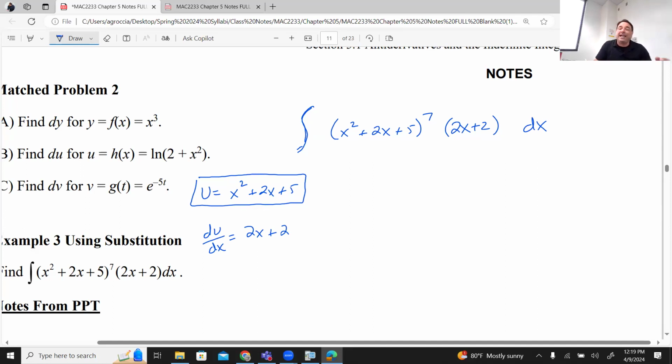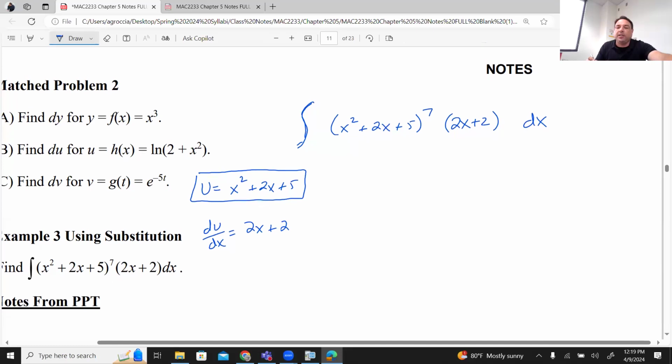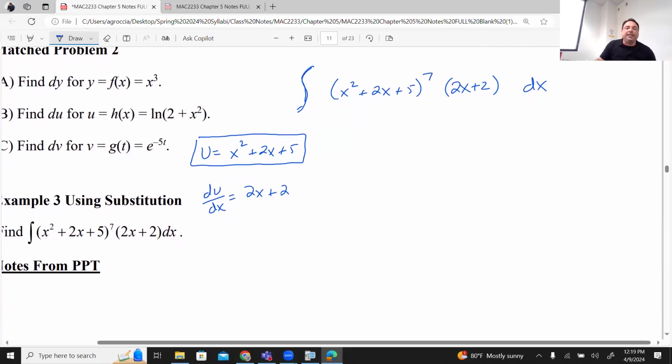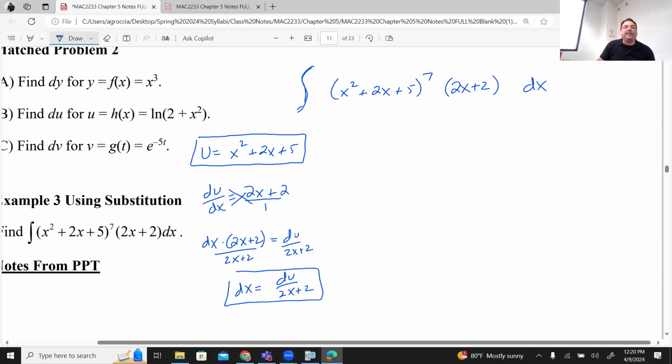Okay? Then, this is the last time I'm going to do the algebra. We'll do the shortcut from this point on. The algebra is, this is over 1. We want to solve for dx, so we cross multiply. dx times 2x plus 2 equals du times 1, which is du. We want to get dx by itself, so we divide by 2x plus 2, and you end up with dx equals du over 2x plus 2. Now, the reason why I'm not going to do that algebra again is because it's always the same. It's always going to end up being dx equals du over 2x plus 2.